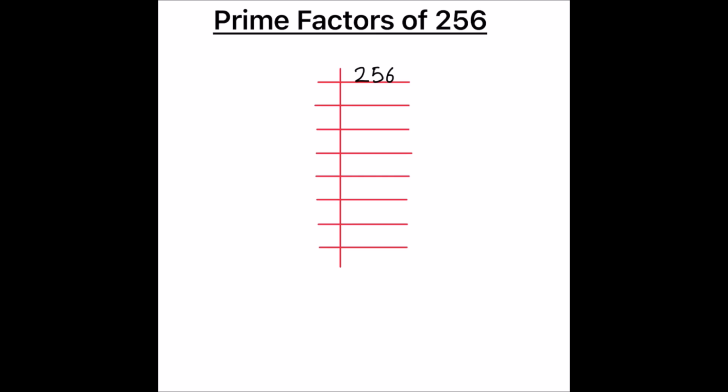So as 256 is an even number, it is easily divisible by first prime number 2. 2 times 8 is 16, and we can keep dividing by 2 again and again: 128, 64, 32, 16, 8, 4, 2, until we reach 1.